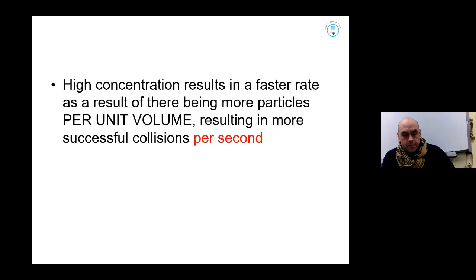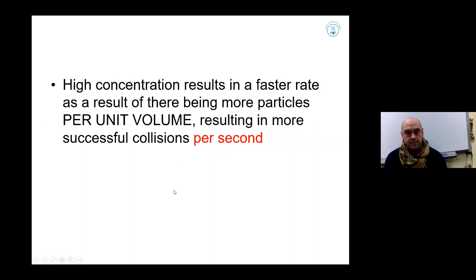If I'm ever asked about why concentration affects rate, this is what I respond with. There's two really important things we put in our answers. You have more particles, but you can't just say there are more particles at a higher concentration. You have to say per unit volume, or per decimetre cubed, or per centimetre cubed. I don't care what volume you use, as long as you refer to there being more particles per unit volume. And that results in more successful collisions per second. This is about rate, so this word per is going to be in your responses.